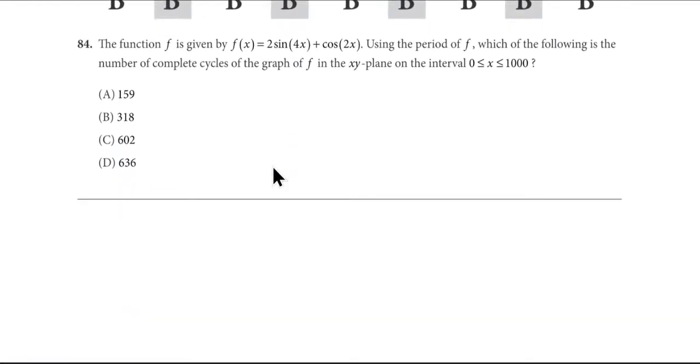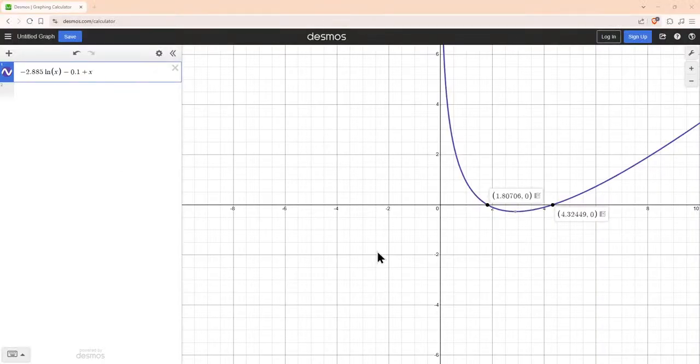Okay. The function f is given by this, and using the period of f, which of the following is the number of complete cycles of the graph in the interval of 0 to 1000? All right. Now, I have an idea how to figure out the period when two sinusoidal functions are added, even with different periods. But since this is a calculator-active question, I'm not going to go into that logic. I'm just going to recommend that you type this in your graphing calculator, figure out what the period is, and proceed that way. So I'm just going to go here and type that in.